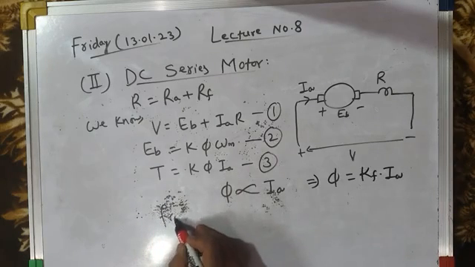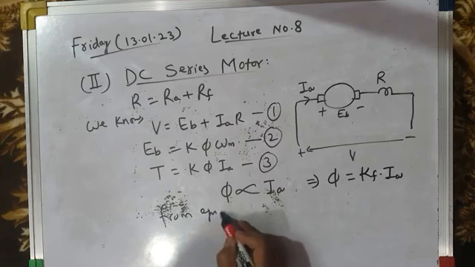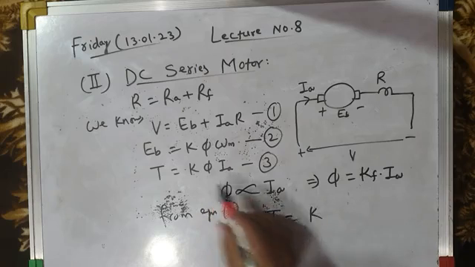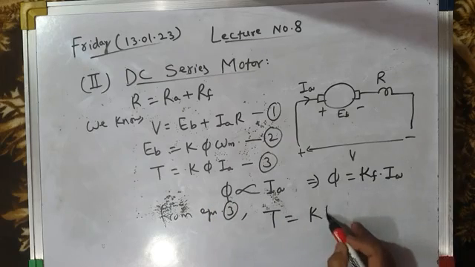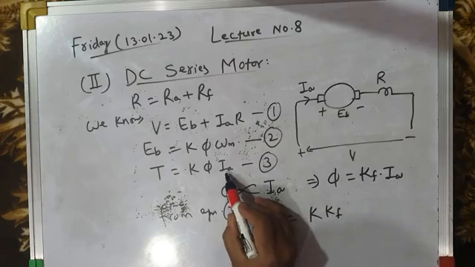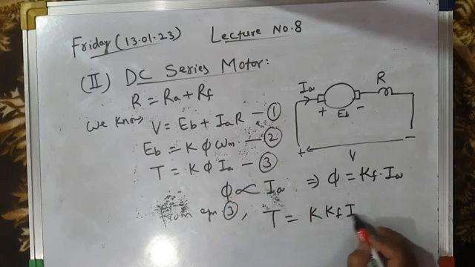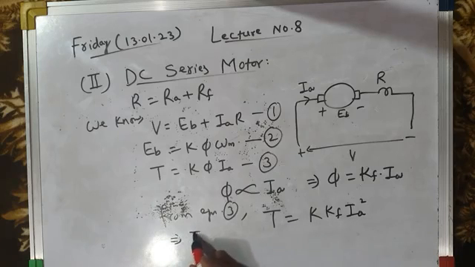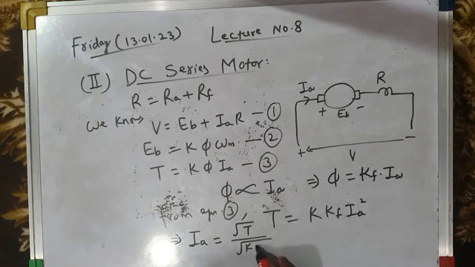So therefore, from equation 3, we can say that torque is equal to K into phi. What is phi? Phi is Kf into Ia. So it is K Kf into Ia, and there is one more Ia here. Ia into Ia is Ia square. So torque is equal to K into Kf into Ia square. This will give us armature current Ia equal to under root of T divided by under root of K into Kf. Let us call this equation 4.